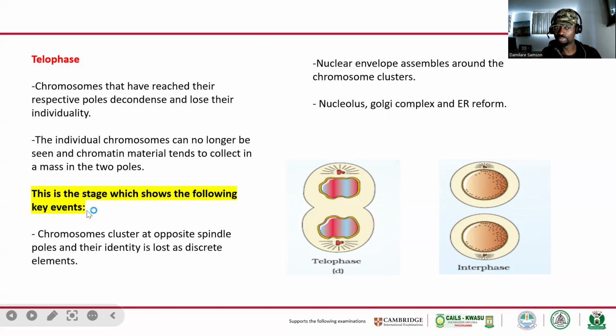Now, the stage shows the following events. What are the events that occur? Chromosomes cluster at the opposite spindle poles, and their identity is lost as discrete elements. So they become chromatin material. You cannot call them chromosomes again because they don't look like chromosomes, but you can call them chromatin material. Now, the nuclear envelope assembles around the chromatin cluster. You see the nuclear envelope.